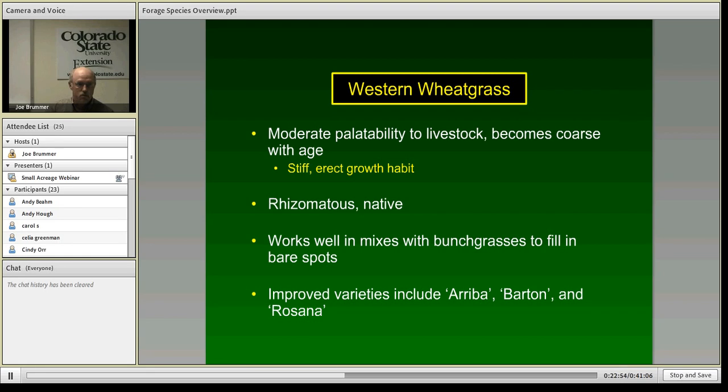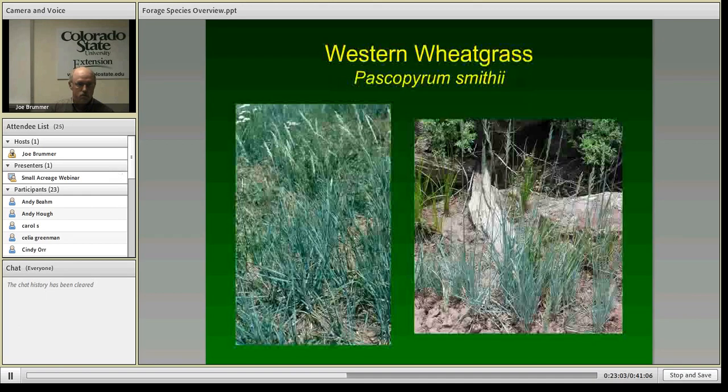Again, there's been a number of different varieties of wheatgrasses on the market. You know, Ariba, Barton, Rosanna, just to name a few. Like many wheatgrasses, and especially western, it tends to have that bluish, glaucous color to it. Again, it forms kind of a sod from those rhizomes. Very characteristic of how you would see it when you're out in the pasture looking at it.